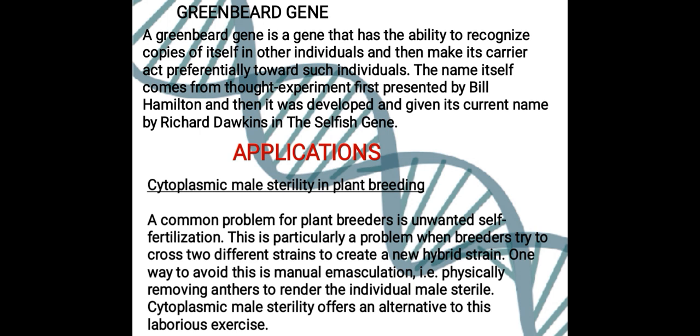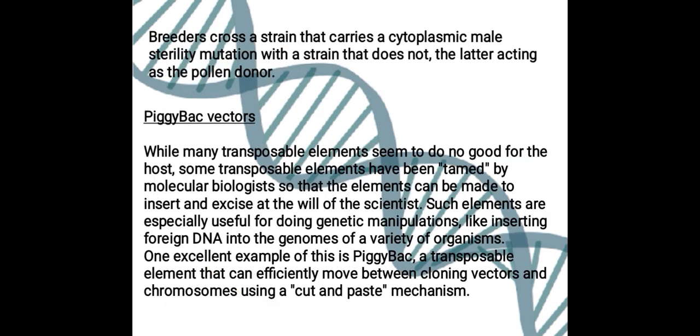Application: cytoplasmic male sterility in plant breeding. A common problem for plant breeders is unwanted self-fertilization. This is particularly a problem when breeders try to cross different strains to create a new hybrid strain. One way to avoid this is manual emasculation, physically removing anthers to render the individual male sterile. Cytoplasmic male sterility offers an alternative to this laborious exercise. Breeders cross a strain that carries a cytoplasmic male sterility mutation with a strain that does not, the latter acting as the pollen donor.